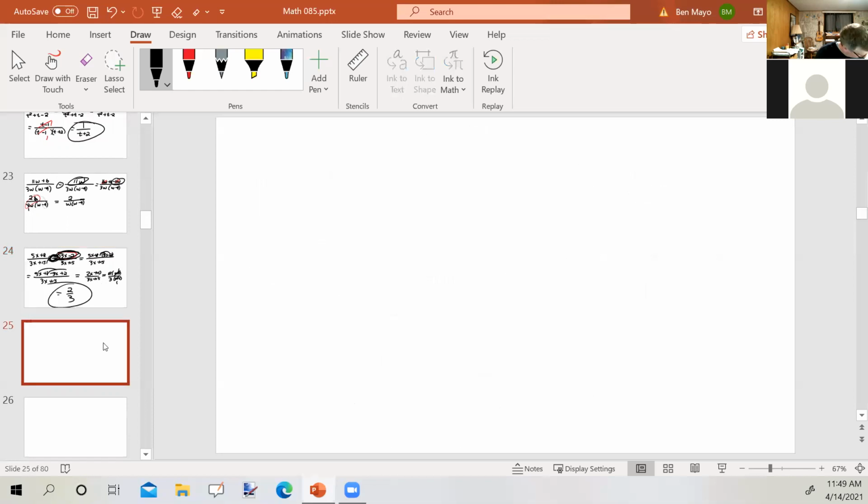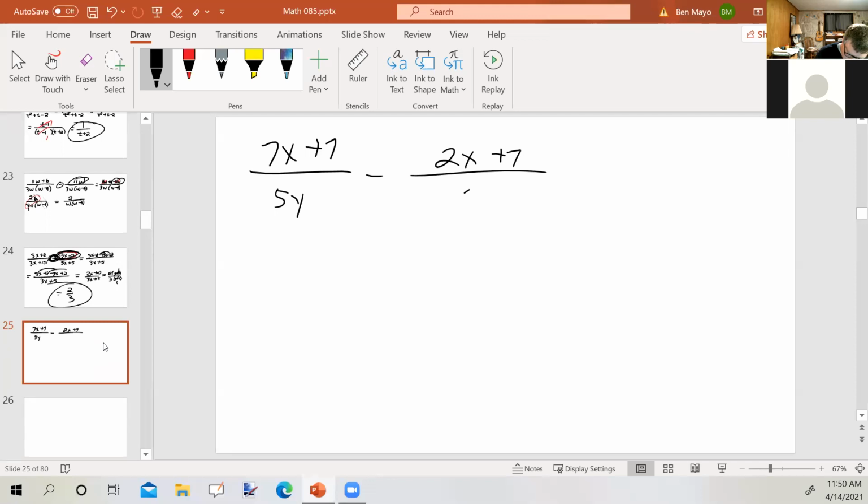Let's see here. 7x plus 7 over 5y minus the quantity 2x plus 7 over 5y.